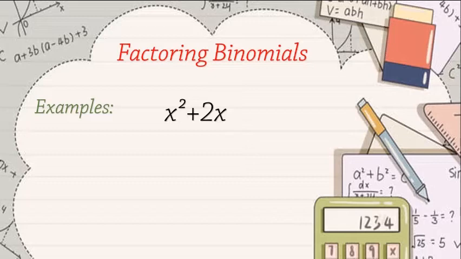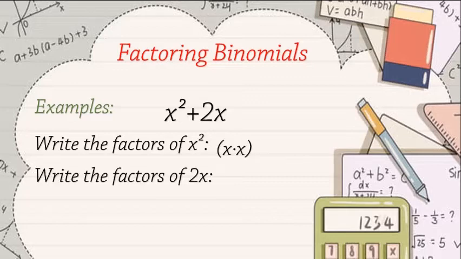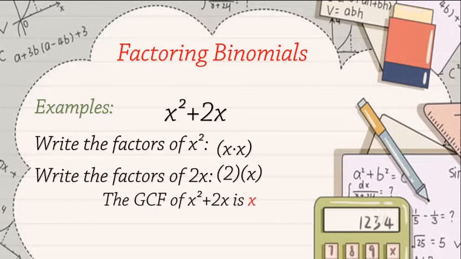This goes as same as factoring or getting the GCF of a monomial. The first thing that you need to do is write the factors of x squared. It is x and x. Factors of 2x is simply 2 and x. Now, we know that the greatest common factor of x squared plus 2x is x.